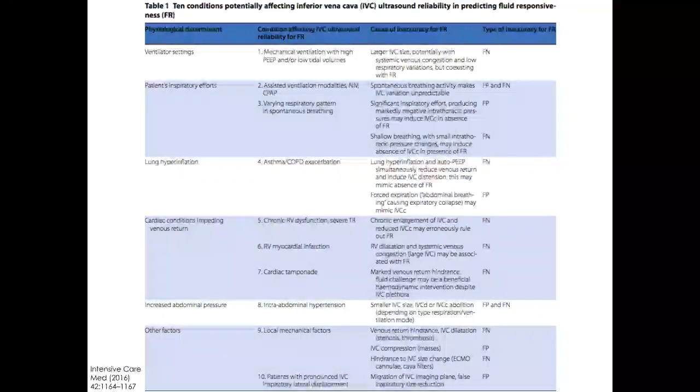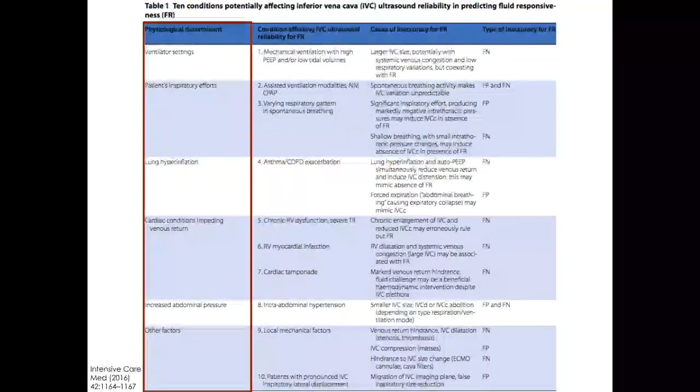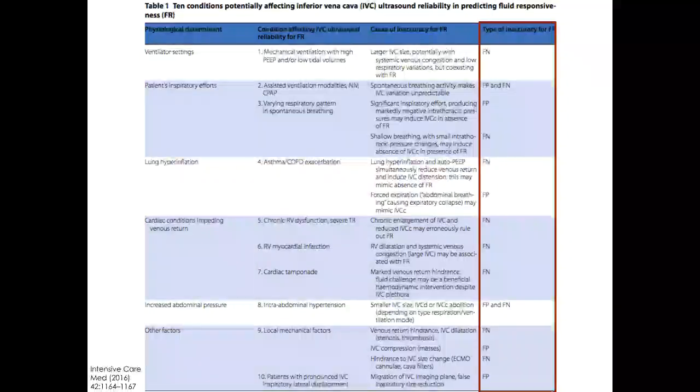The other thing I want to point out about IVC, though, is that there are numerous confounding factors that can make IVC not mean what you think it means. Anything from ventilator settings to patients' own spontaneous breathing, cardiac conditions, increased abdominal pressure. And the other thing to note about this is that it's not reliable. Some of these are going to give you false negatives, some can give you false positives, some can give you either. And so it can be very tricky to interpret what IVC means in these patients.